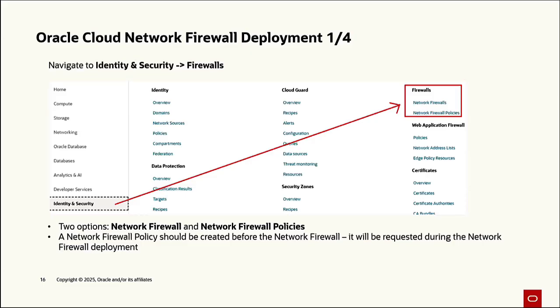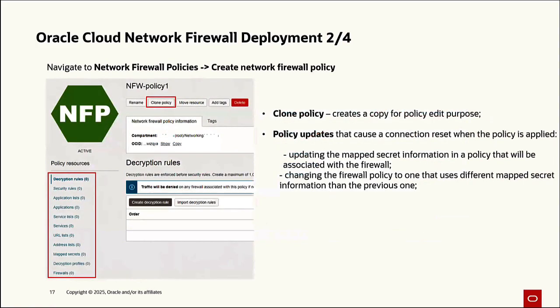Remember that it is better to have the network firewall policy created before the network firewall, because as we saw, the network firewall is actually requesting the policy, right? So we will go first, creating the OCI network firewall policy. And after the network firewall policy is created, on the left side of the screen we have all the policy resources. Let's call it policy resources, because here we have all the intelligence.